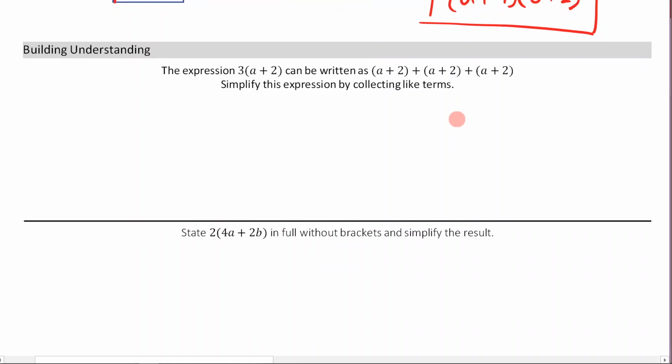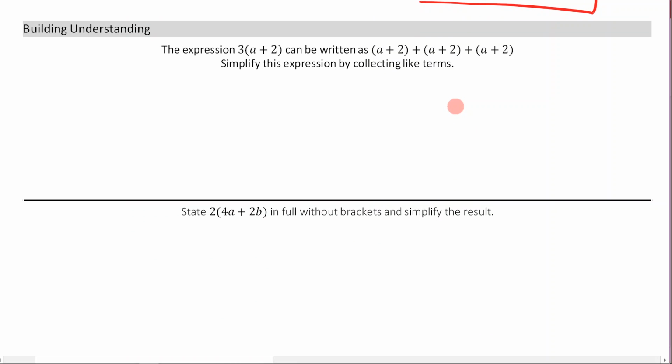So we're still building up our understanding. This says, and let me get my highlighter out here, the expression 3(a + 2) can be written as a plus 2 plus a plus 2 plus a plus 2. Simplify this expression by collecting like terms. All right, so what exactly is this telling us? If we have 3(a + 2), we know that there is an invisible multiplication sign between the 3 and the brackets.